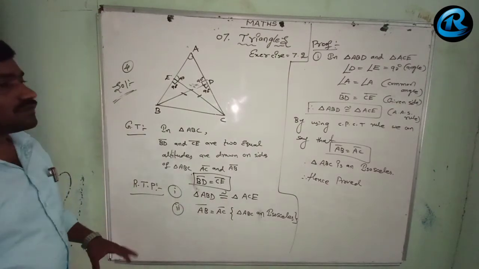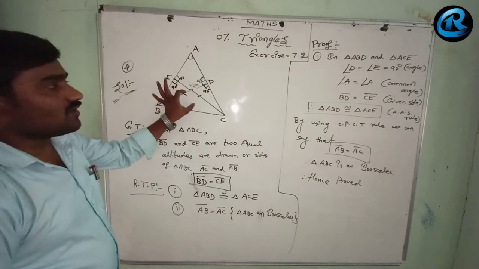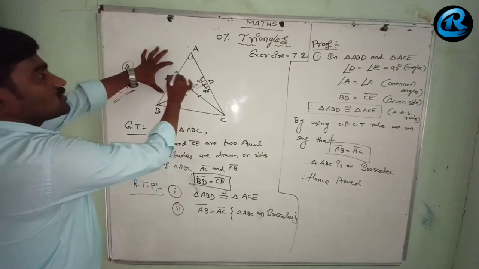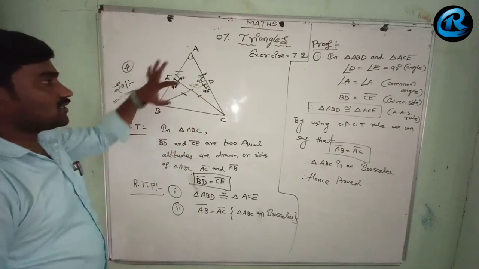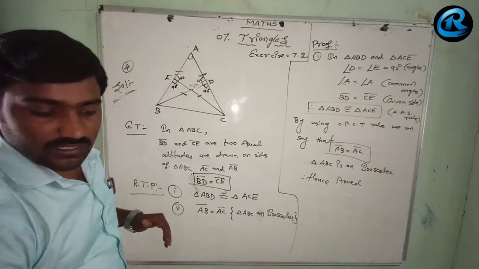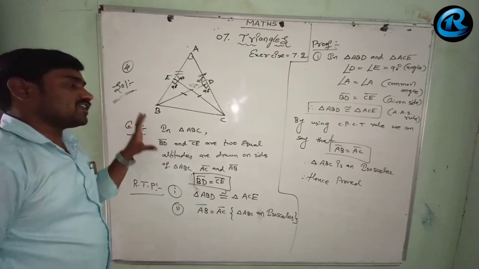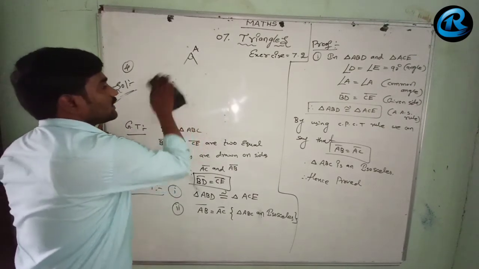So finished now. Here altitudes are given equal, so we said the sides also became equal. Altitudes equal then sides also equal. And if sides are equal, then the altitudes drawn on those sides are also equal.